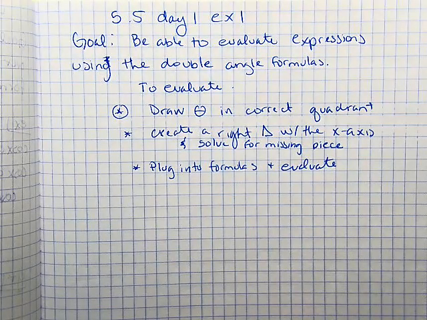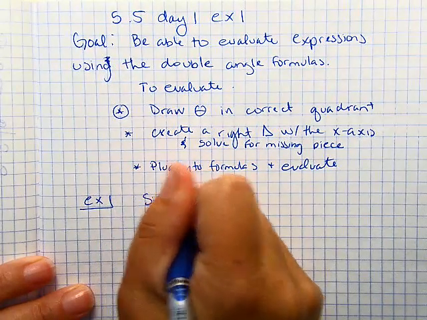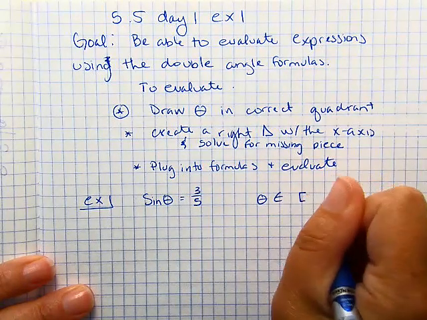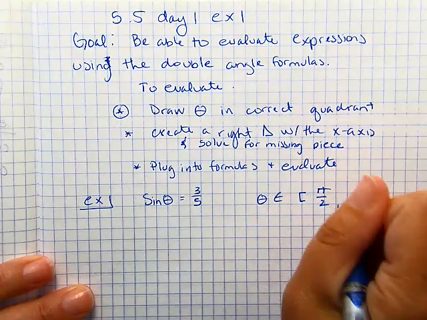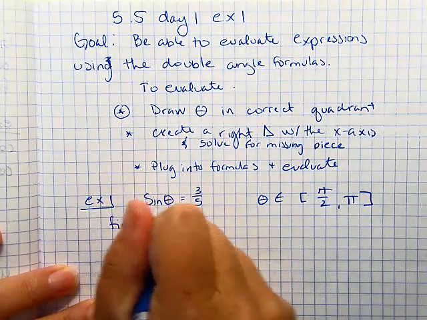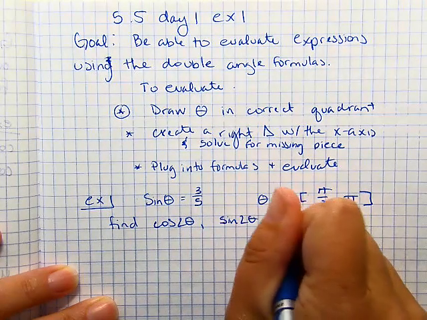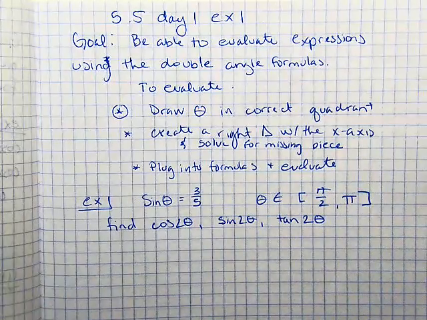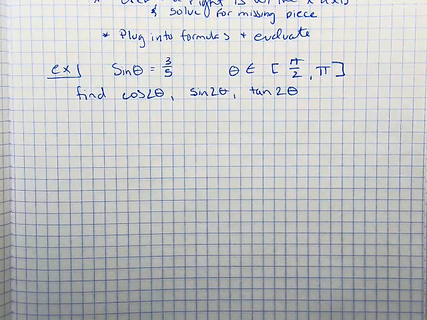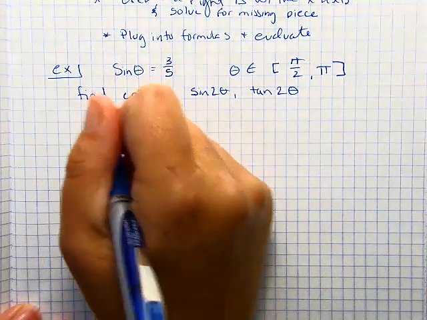Okay, so the first thing I want to do is, if we are given sine of theta equals 3/5, and then it tells us theta is between pi over 2 and pi, we want to find cosine of 2 theta, sine of 2 theta, and we'll go ahead and find tangent of 2 theta as well. I'll do an example with all 3, and then I'll give you one for your turn, but this is going to be a little bit meaty. So first of all, sine 3/5, pi over 2 to pi, that's in quadrant 2.